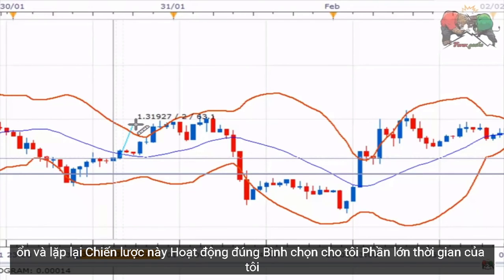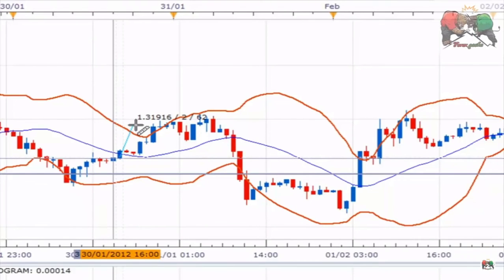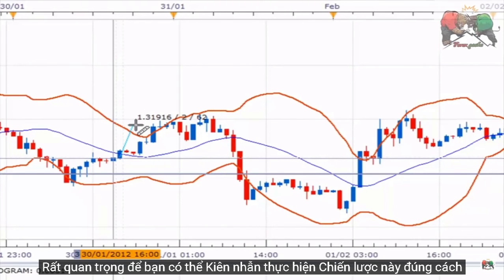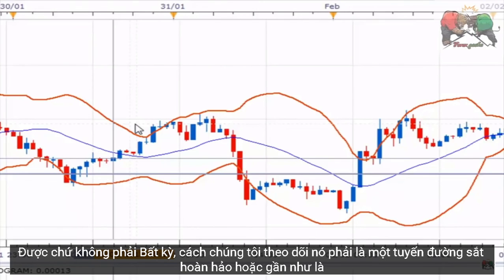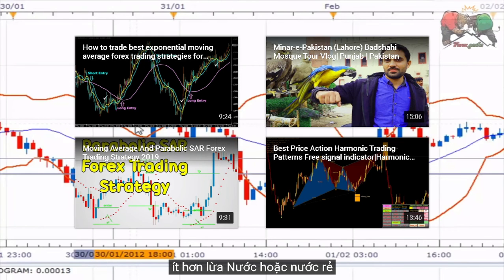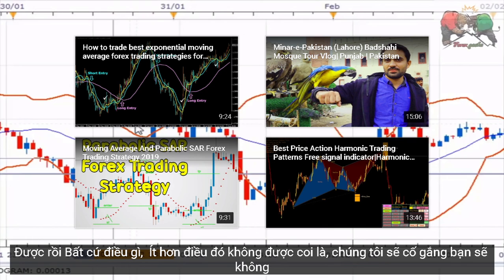Again, this strategy works. It has worked for me most of the time, but it's very important for you to be patient to execute this strategy properly. You must remember this. Wait for the MACD flip, make sure there's no new high or new low, and you must be able to identify a good railway track. Not any railway track, it must be a perfect or a quasi railway track, which is at least more than 3/4. Anything less than that is not considered a railway track. You will not enter a trade.